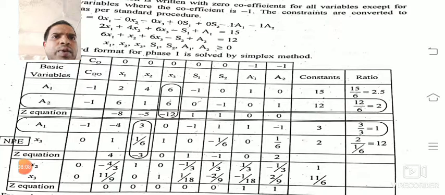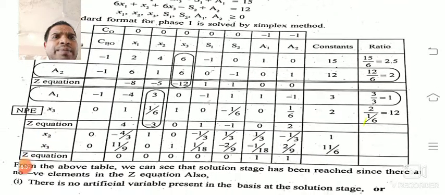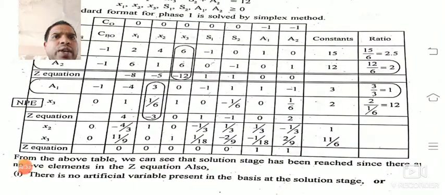Again among these, minus 3 is the highest element, so x2 is the entry column and the leaving row is x3. For that, in the ratio column you can do 3 by 3, 1, and 2 by 1 by 6, that will give 12, and the minimum element is 1. Again a1 is the leaving row. Again the same, we can consider x2 and the leaving row element. In the next steps the procedure remains the same.